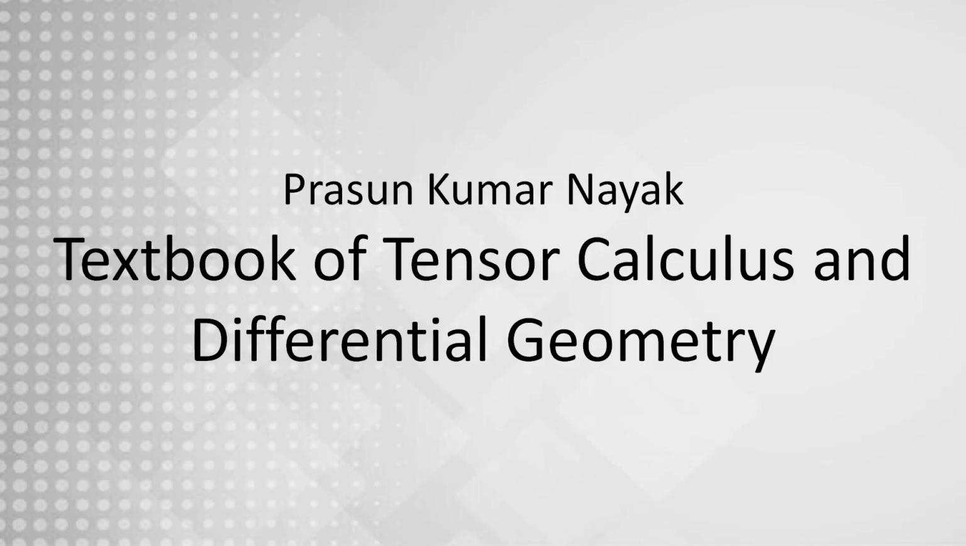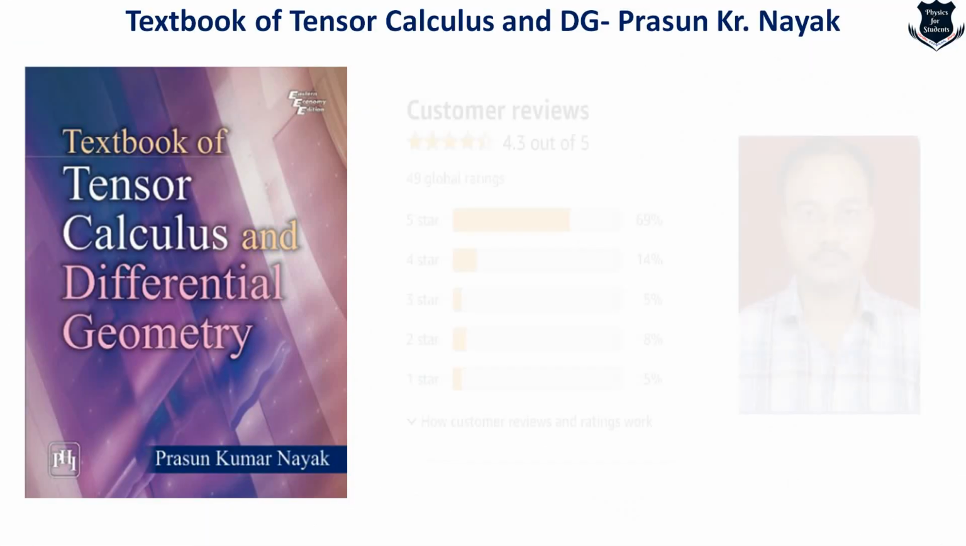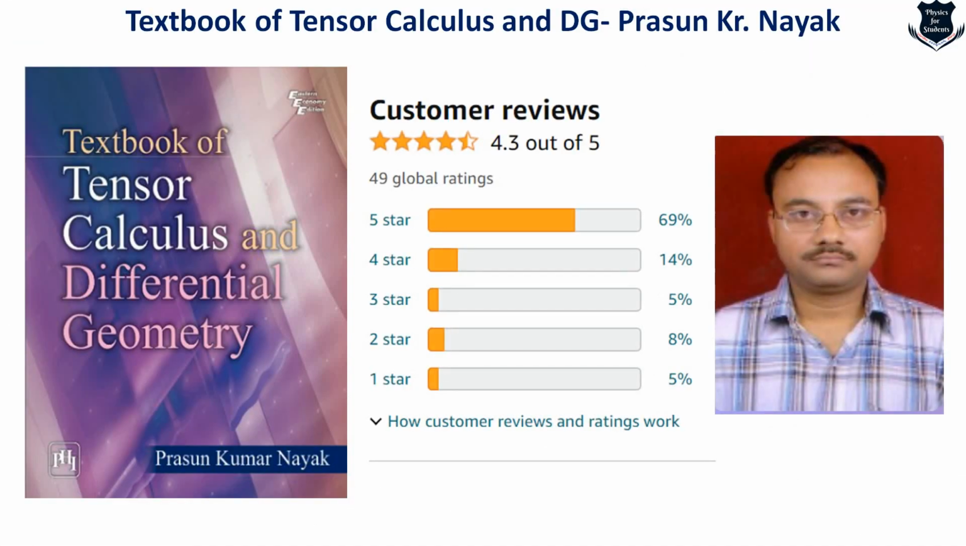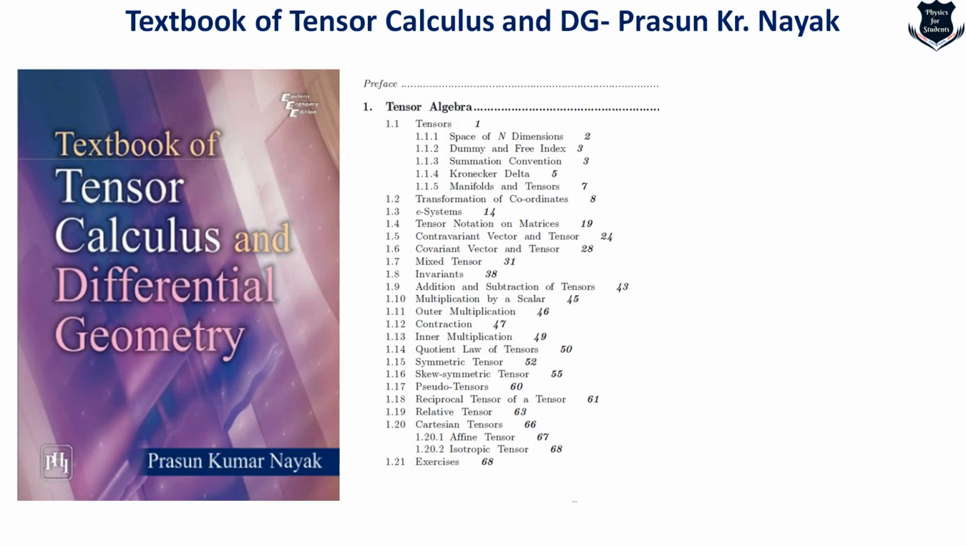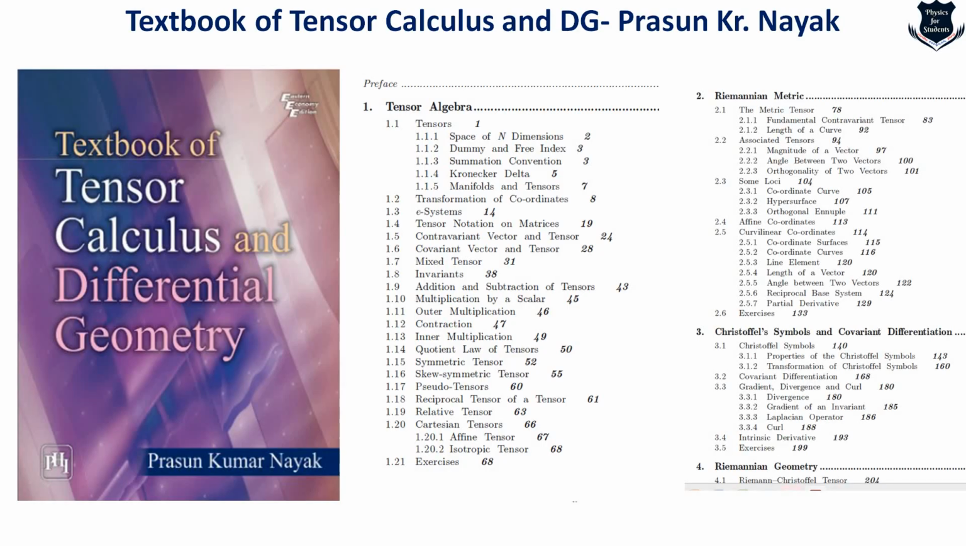The next book would be a little bit more mathematical, but a very good book. This is the cover, Prasun Kumar Naik's Tensor Calculus and Differential Geometry. It is going up to 69% of the 5-star rating. As you can see, it starts directly with tensor algebra, so don't think that this book will give you a very intuitive understanding, but directly the mathematics.